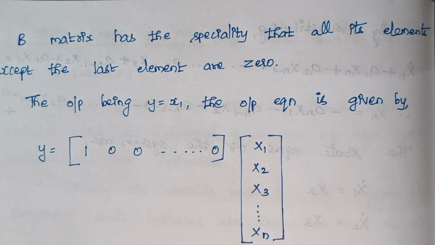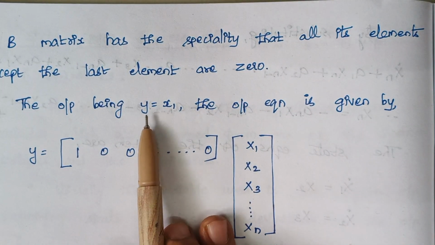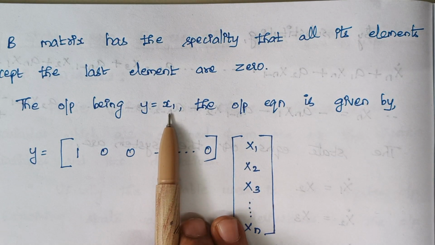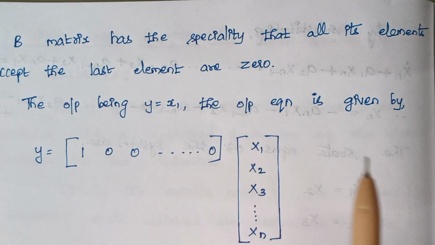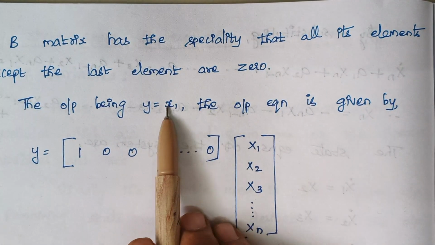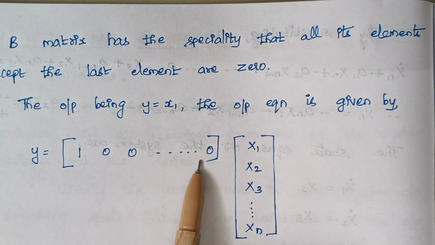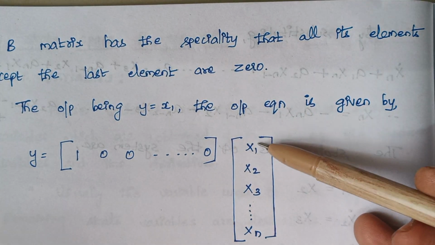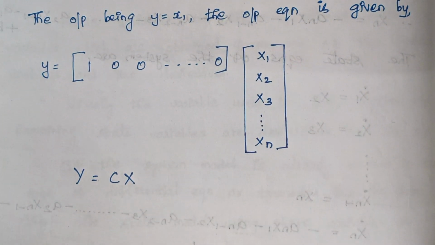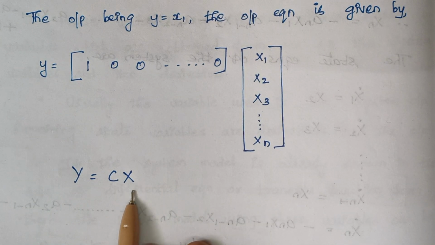Now we are going to the output part, right? And here the output is nothing but y, and the value of y is equal to x1. We had assigned that already, right? So while representing it in the form of a matrix, you see y is equal to, the coefficient of x1 is 1 here, and the rest of the elements are 0, which get multiplied with x1, x2 up to xn. So the general representation of this y matrix is y is equal to C into x, right?